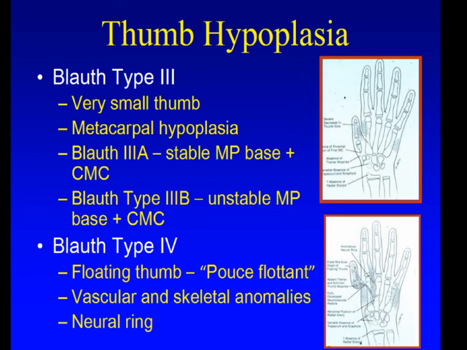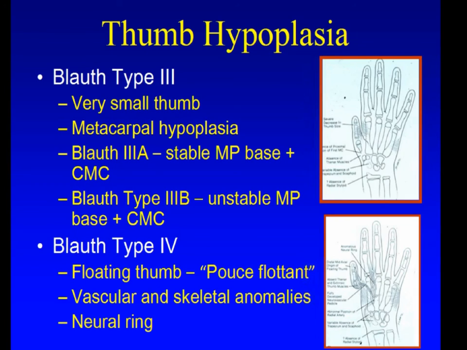So that is reconstructible into a functional thumb. The type 3B is the one that tapers at the base of the thumb metacarpal, so that you have instability of that thumb CMC joint, and that is not going to be a functional thumb. So that is the one that falls into the pollicization category. So that's your line right there, between your 3A and your 3B.